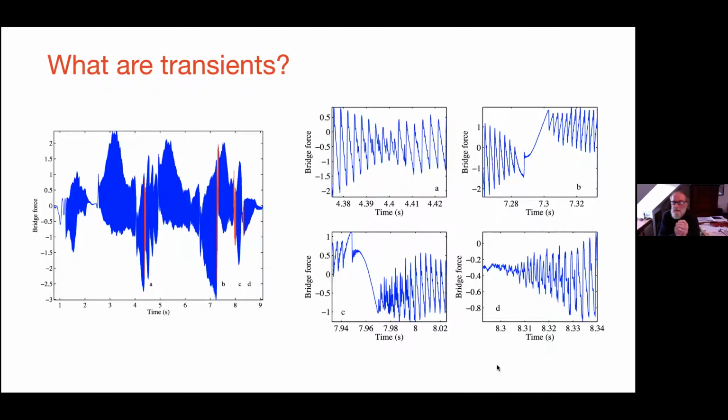Well, from that point of view, all violin playing consists entirely of transients. Here's a few seconds of violin playing. You should now hear it. We'll come back to this many, many times.